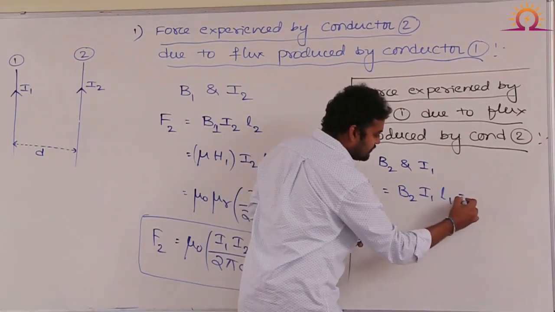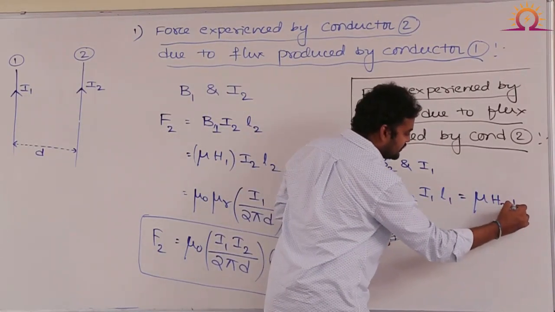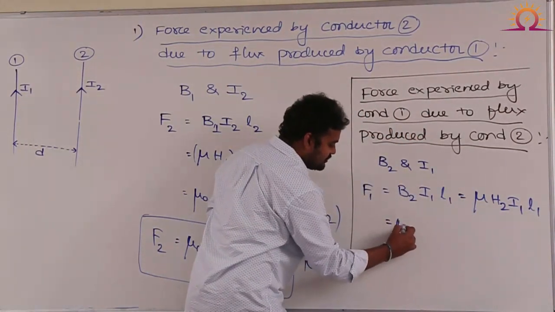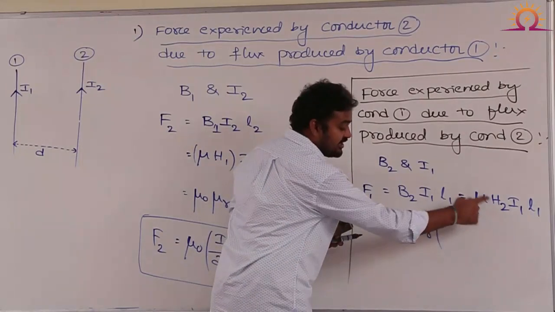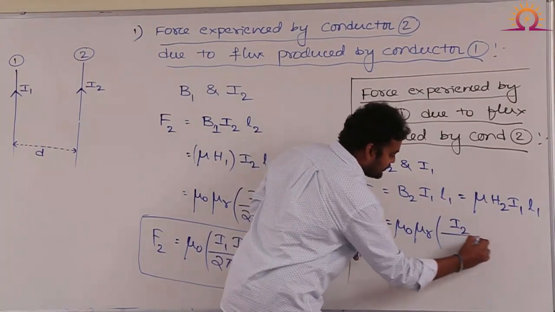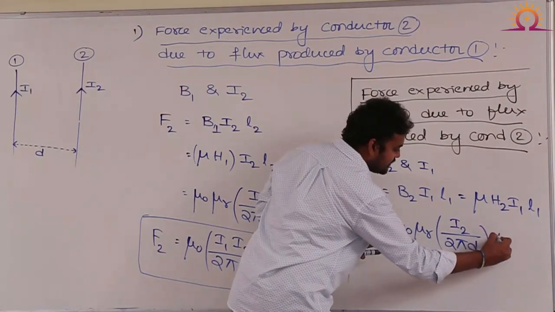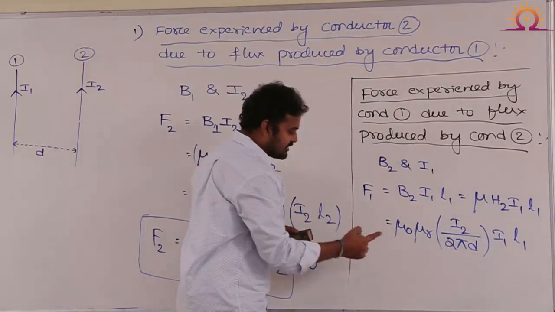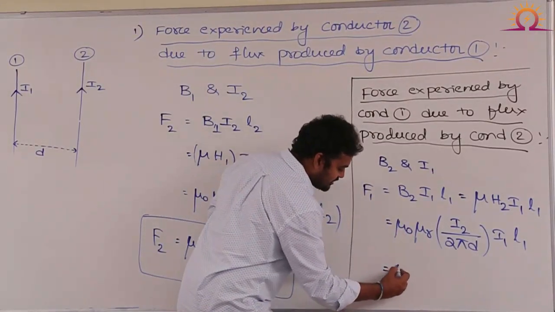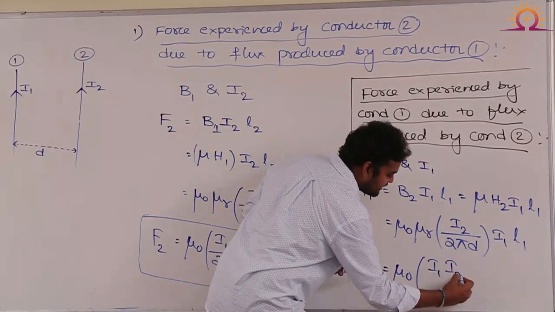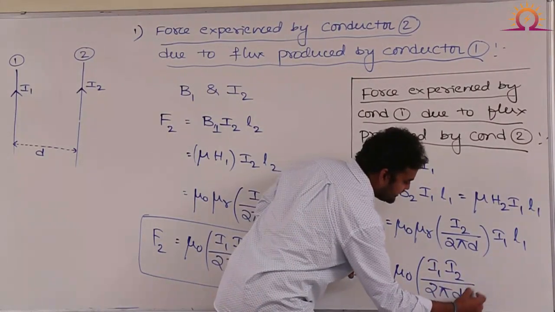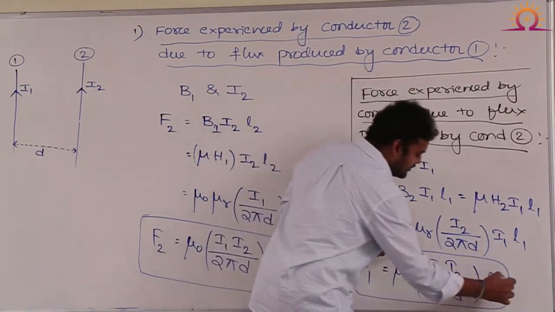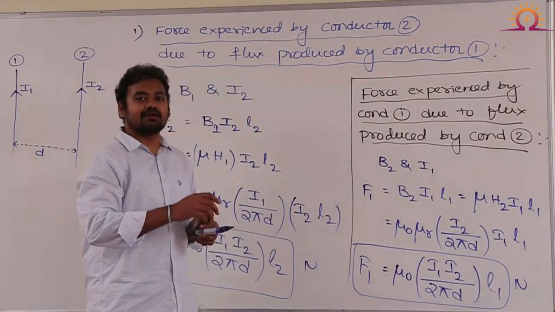How can you write B? B is equal to mu into H2, into I1 into L1. We know already the formula for H. Mu is equal to mu naught into mu R. H2 is nothing but I2 by 2 pi d, into I1 into L1. So if the medium is air between the two conductors, mu R is equal to 1. Therefore, it is mu naught into I1 I2 by 2 pi d into L1. This is the force experienced by conductor 1 due to the field created by conductor number 2.